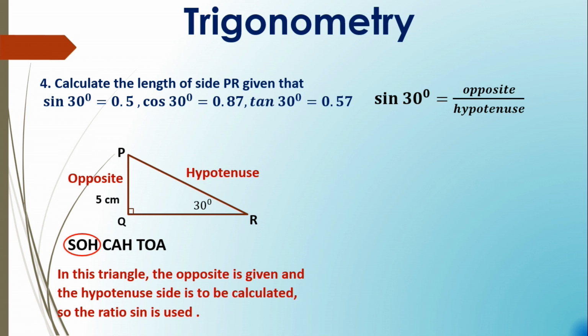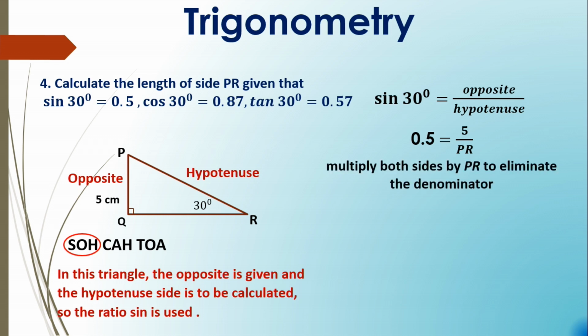Now, when we replace the given values, we will have 0.5 is equal to 5 over PR. In this question, the hypotenuse is unknown. So to obtain the value of PR, first we are going to multiply both sides by PR to eliminate the denominator on the right-hand side. You will be left with 0.5 times PR equal to 5.